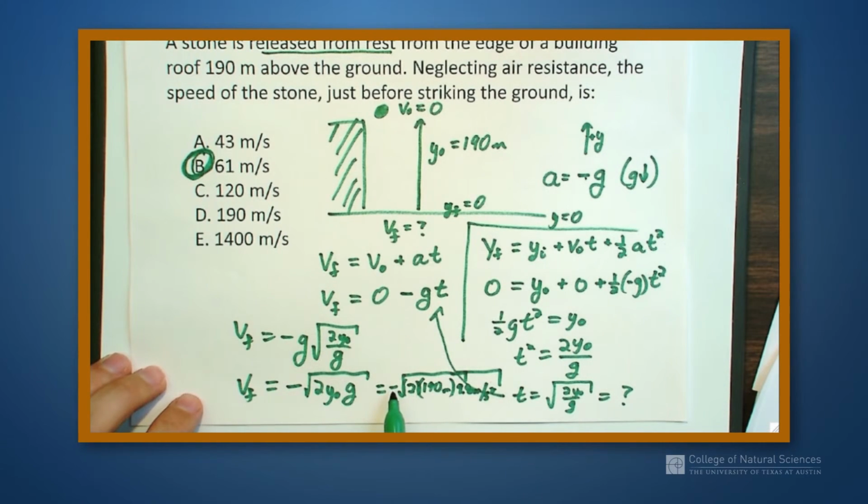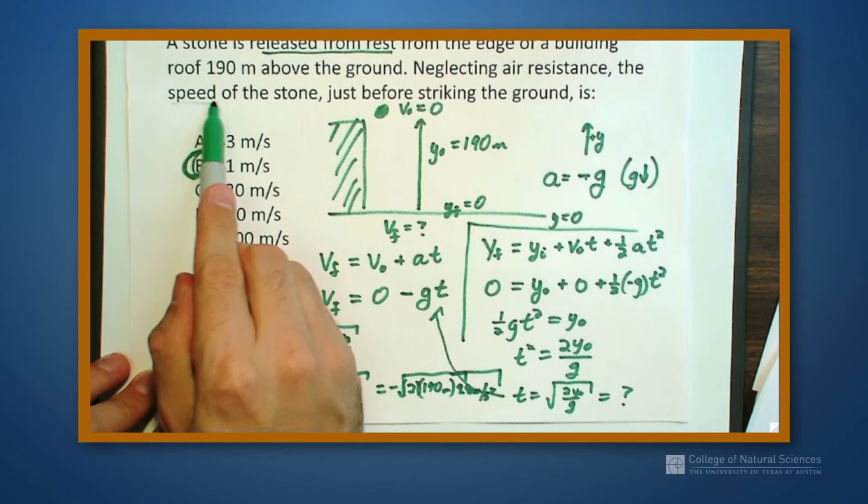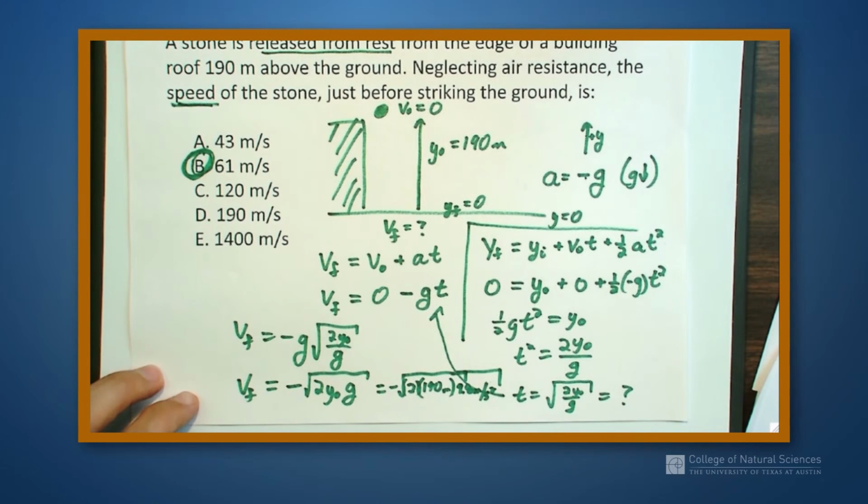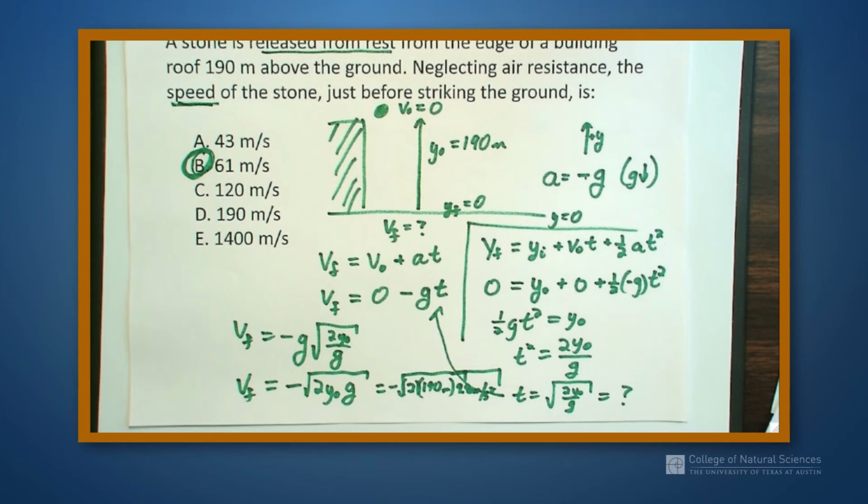I have a negative value, but it's asking for the speed of the stone, not the velocity of the stone. The velocity is in the downward direction. It has a magnitude, or a speed, of 61 meters per second. It's a little bit of an in-depth problem. There is a shortcut if you use the third kinematic equation, but personally as a physicist, I don't ever remember that one. I remember these two and have to come up with it by doing just an extra step.